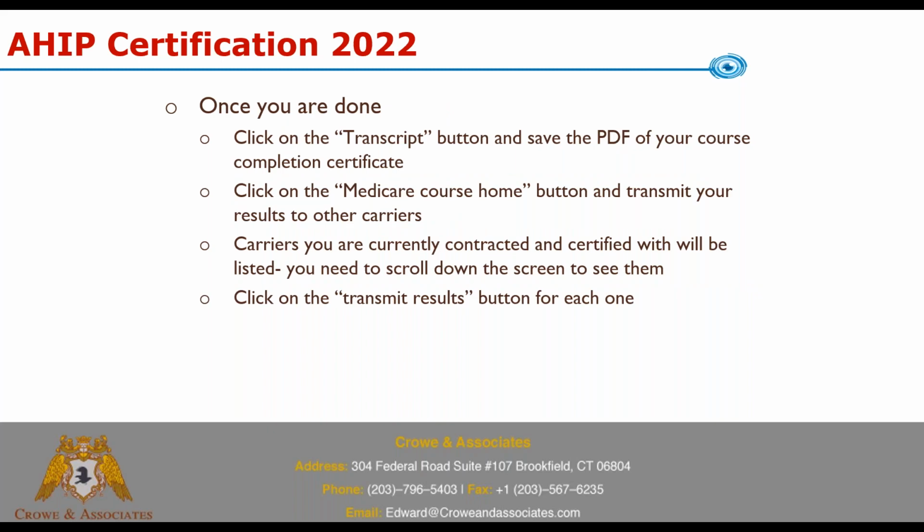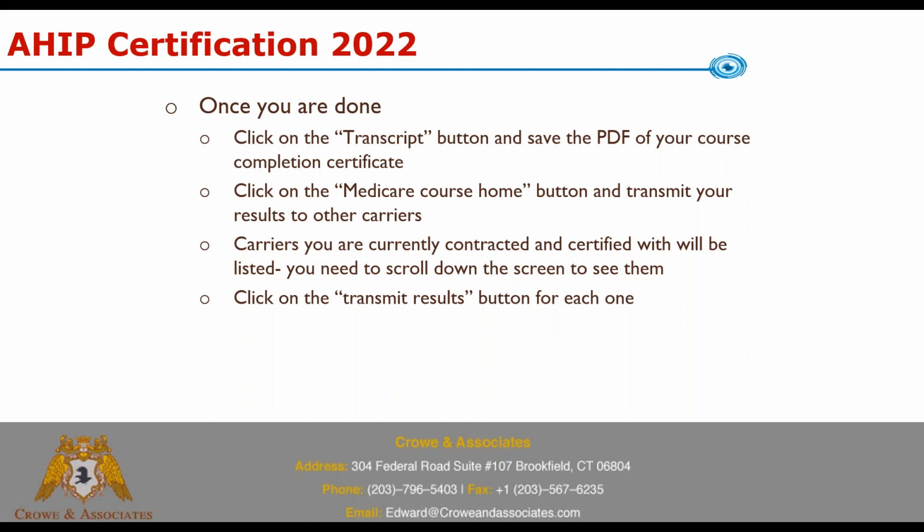Okay, so assuming you take the test and go through with no problem, when you're done, the one thing you've got to do is click on the transcript button. You click on that, and then you get a copy of your course certificate saying you've completed AHIP. Save that so you have it. Some of the carriers might want to see it.